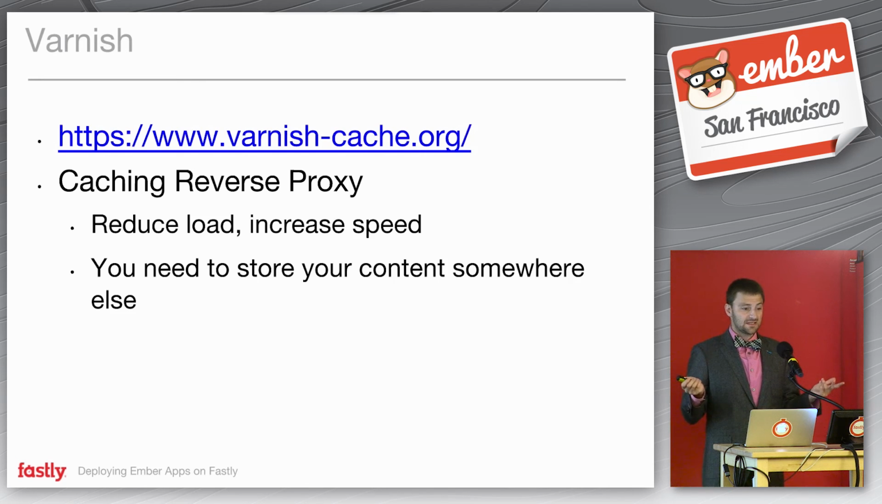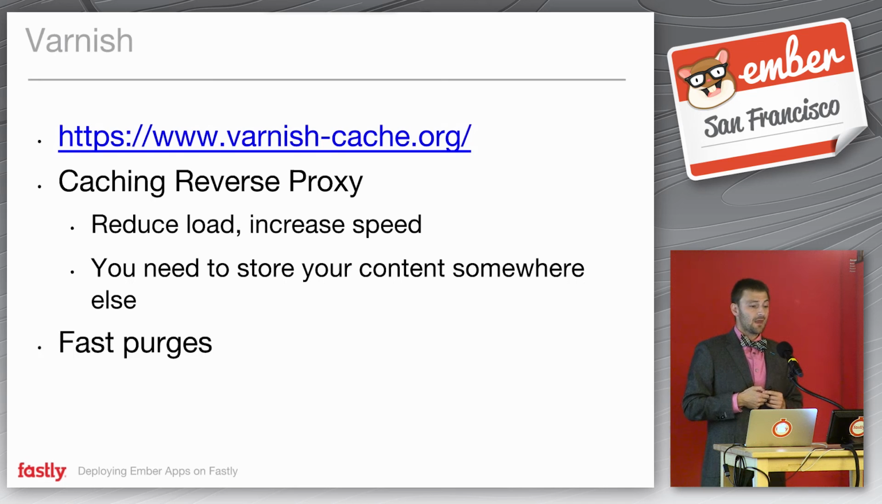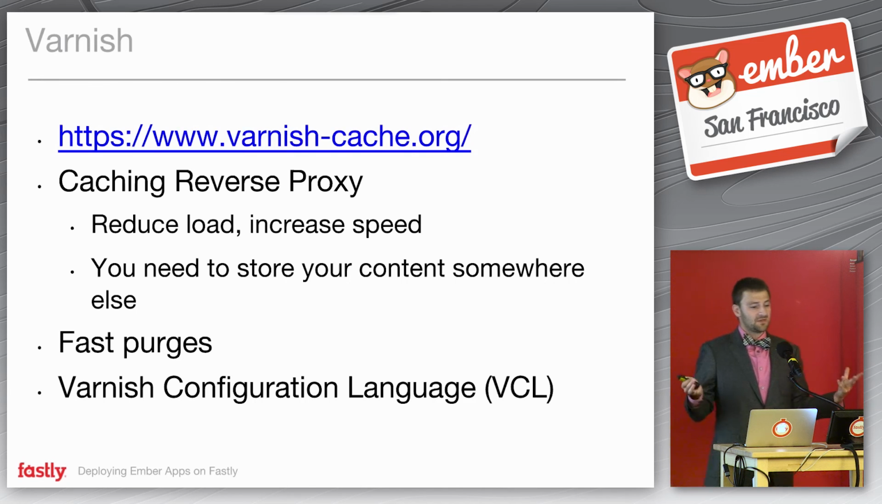Reduce load, increase speed, store content elsewhere. One really neat thing about Varnish is that it has very, very fast purges. So you have all of this content cached in Varnish, and you decide that something is out of date. You can just send a single HTTP request, a purge request, to Varnish, and it will be blown out of cache in 100 milliseconds or less. Very, very fast. So you can keep your content up to date.